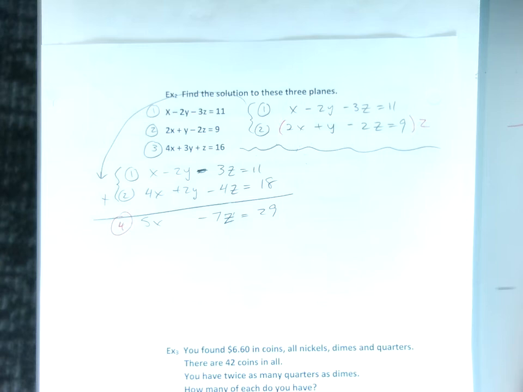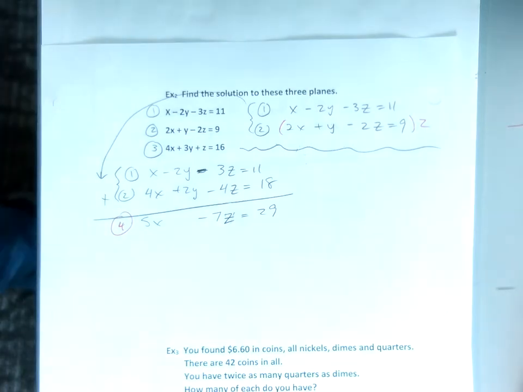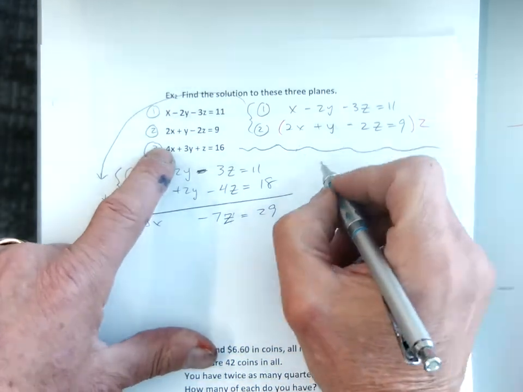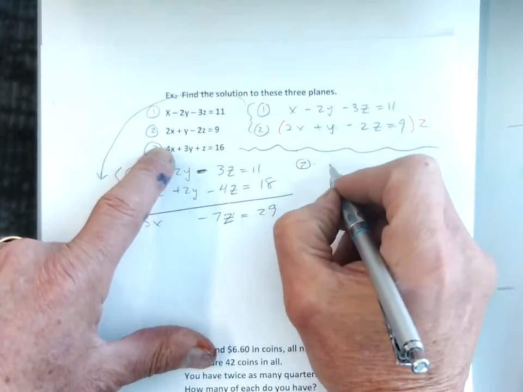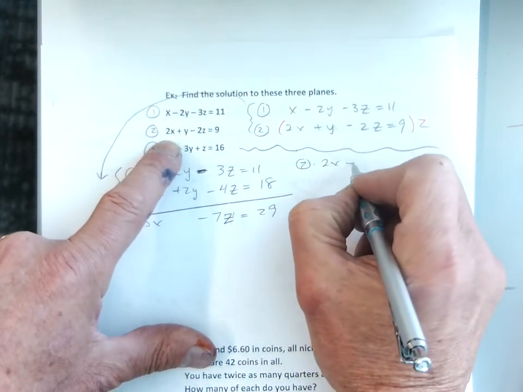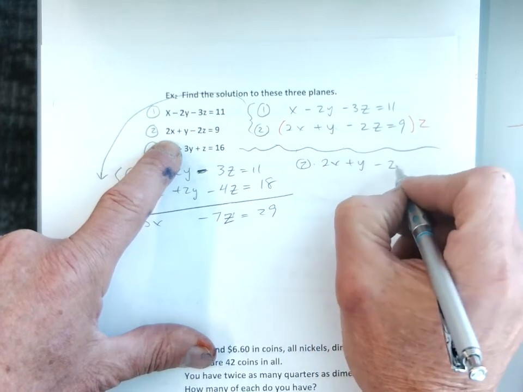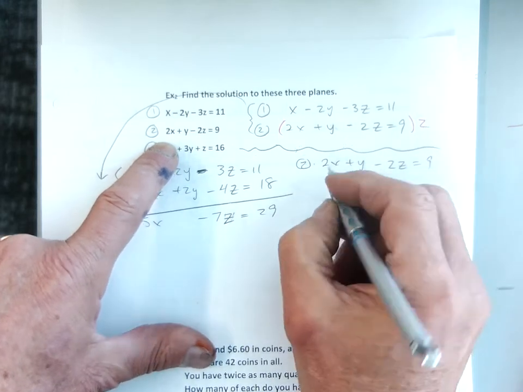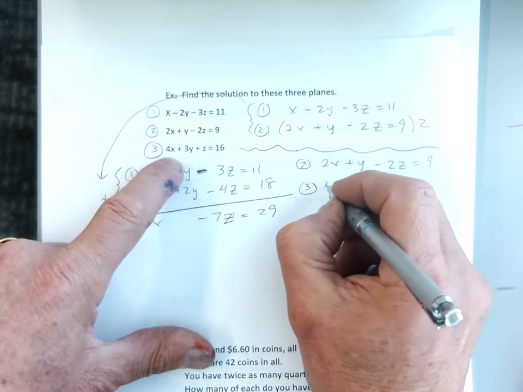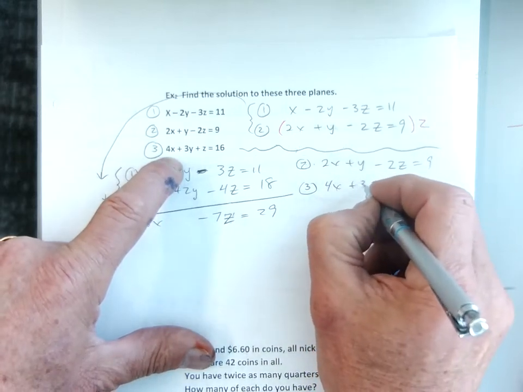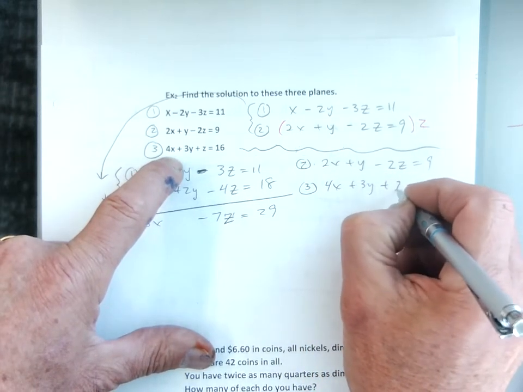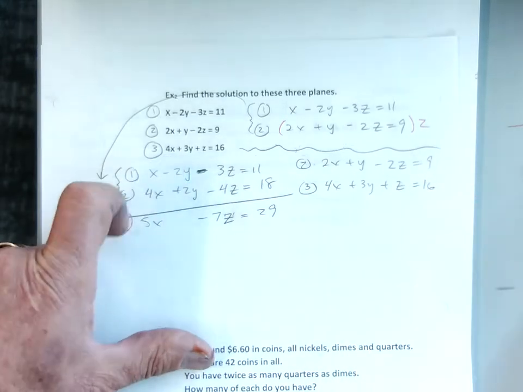To line up an x and a z, I'm going to use these two to get rid of y, and I'll have an x and a z, okay? This is hard, isn't it? Remember multiplying the top one by 3. So let me rewrite equation 2, which is 2x plus y minus 2z equals 9, and equation 3, 4x plus 3y plus 1z equals 16.